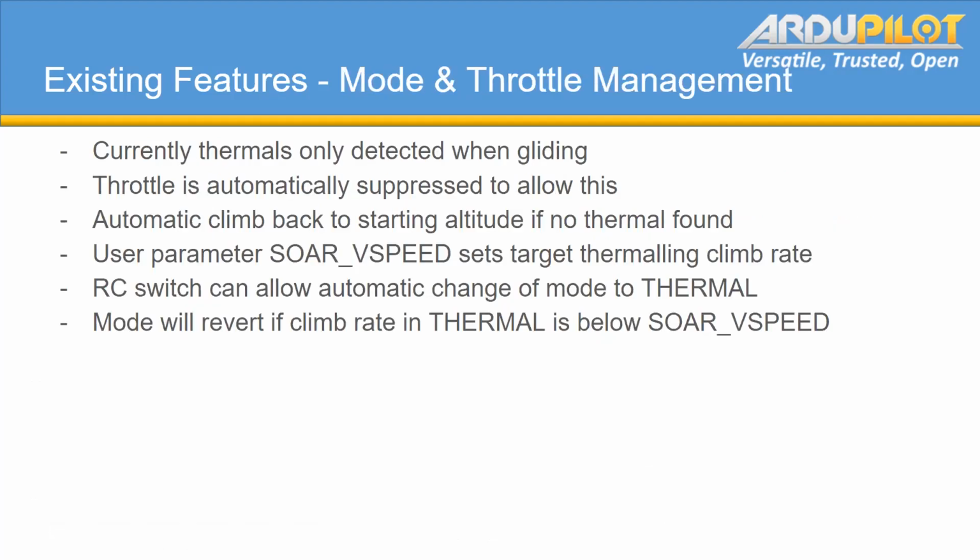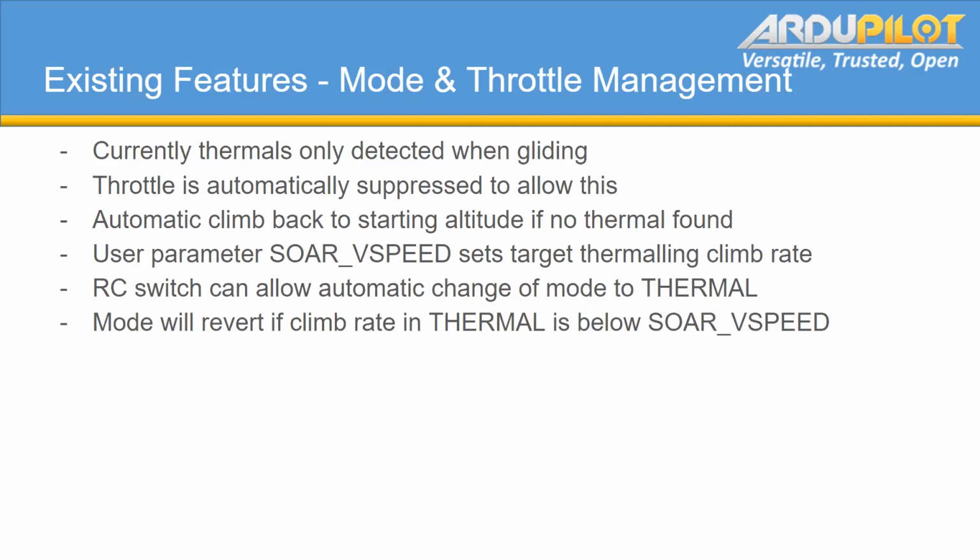So the second component of the existing set of features I want to talk about is the management of the flight mode and the throttle. So currently, thermals can only be detected when the aircraft is gliding because the propulsive effect, the thrust from the motor, would disturb the estimate of what the air around the glider is doing. So the code will automatically suppress the throttle when appropriate to allow that detection to take place.